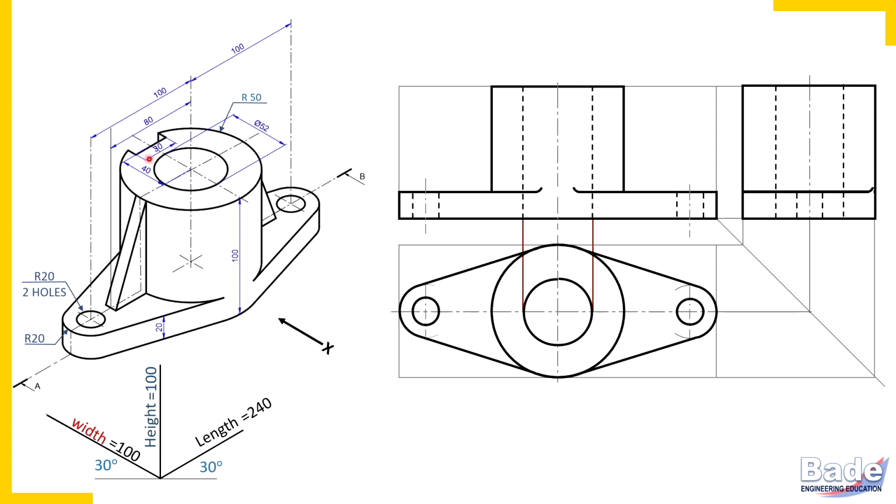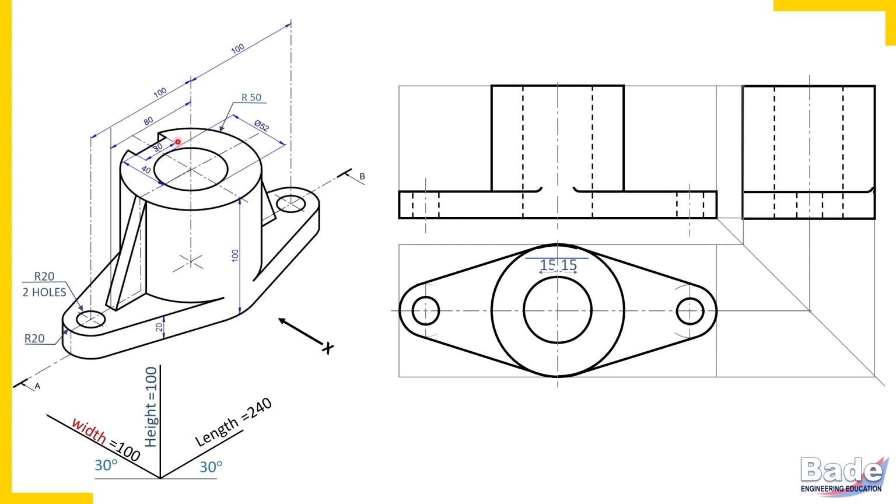Now there is a slot. The opening of the slot appears in the top view and it is from top to bottom. Let's draw that slot. 40 millimeters. Check this distance. That edge of the slot, the opening of the slot, this edge which is parallel to length, is 40 millimeters from the center line. So here I have drawn a line which is 40 millimeters from the center line.